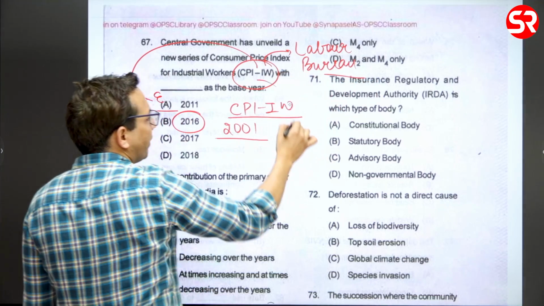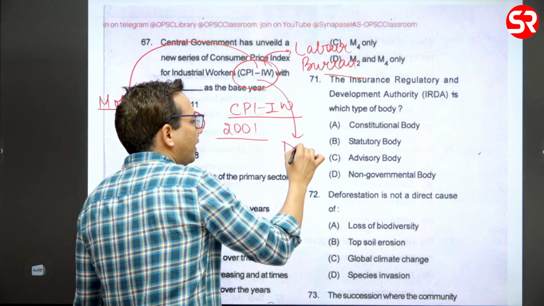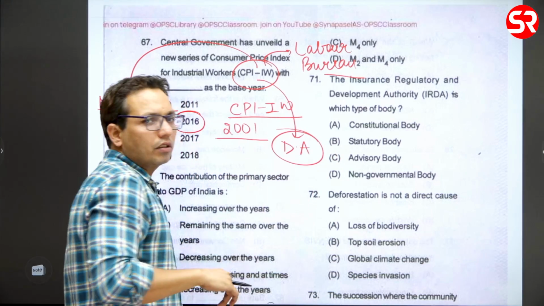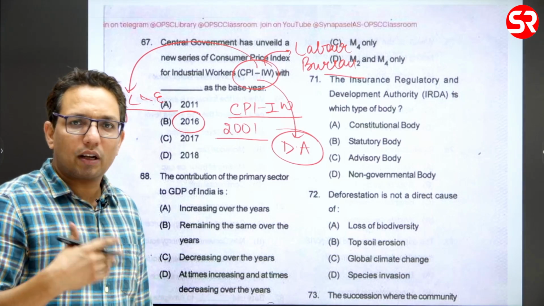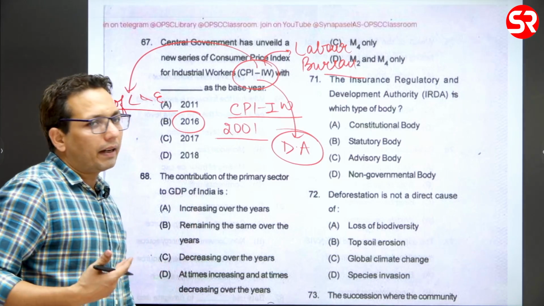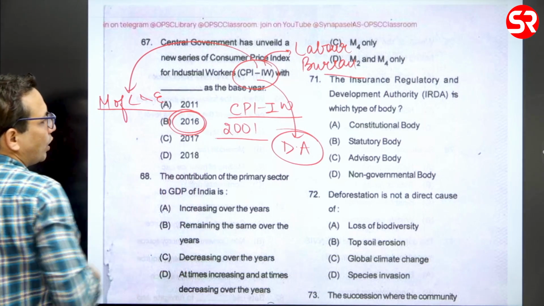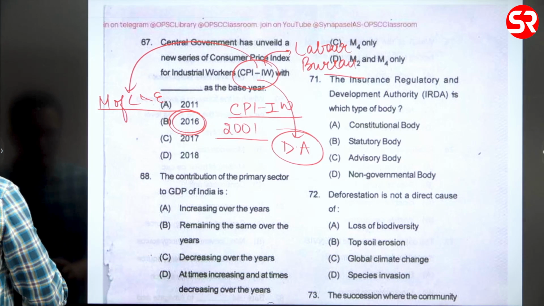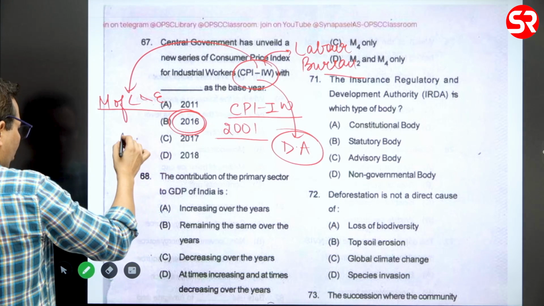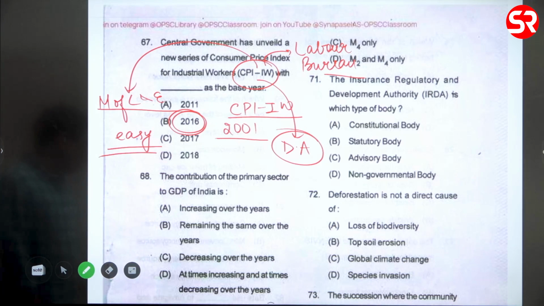What's the use of CPI IW? Actually, CPI IW is used to calculate dearness allowance for central government as well as state government employees. Hence, we need to regularly update the base year, the basket of CPI IW. Hence, the new base year for CPI IW is 2016. The previous one was 2001. I would say this question to be easy because it is sort of a current affairs question. Hence, students would be knowing it.